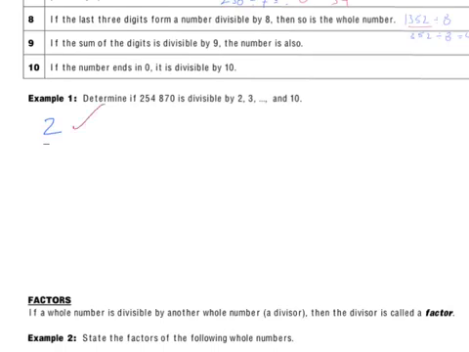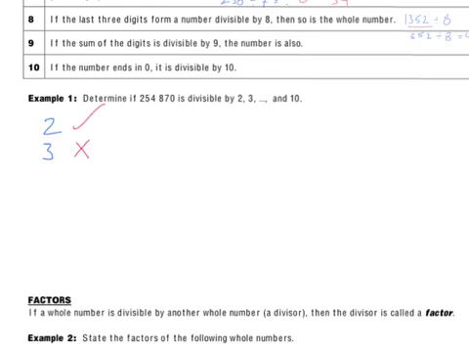Alright, let me check 3. Well, 3, we have to add up all the digits. Let's see, we get 2 plus 5 is 7, plus 4 is 11, plus 8 is 19, plus 7 is 26. Well, 26 is not divisible by 3, so our number is not going to work for 3.